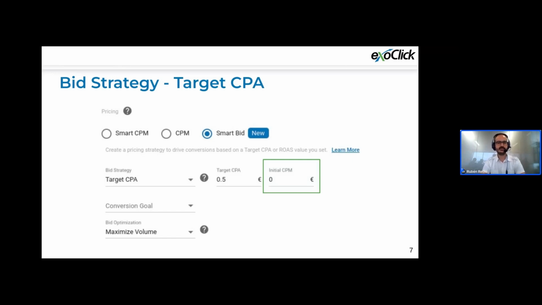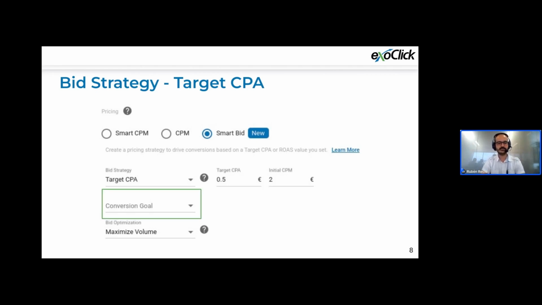That campaign is going to be running with that initial smart CPM or smart CPC bid until we have received enough information on the likelihood of conversion of those segments. After that, SmartBid is going to start applying its magic and applying very different bids based on the likelihood of conversion. But until then, that campaign is going to be running with that initial smart CPM or smart CPC bid that you specify here.